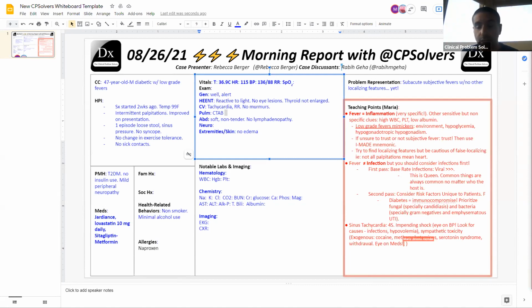What are the endogenous causes? The most common in the ER is pain and anxiety. By far and away, sinus tachycardia, pain and anxiety, but the less common causes are the endocrinopathies. And the most common endocrinopathy is hyperthyroidism.